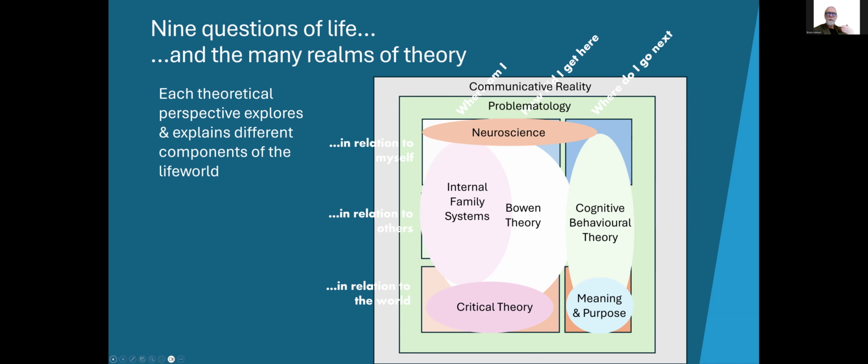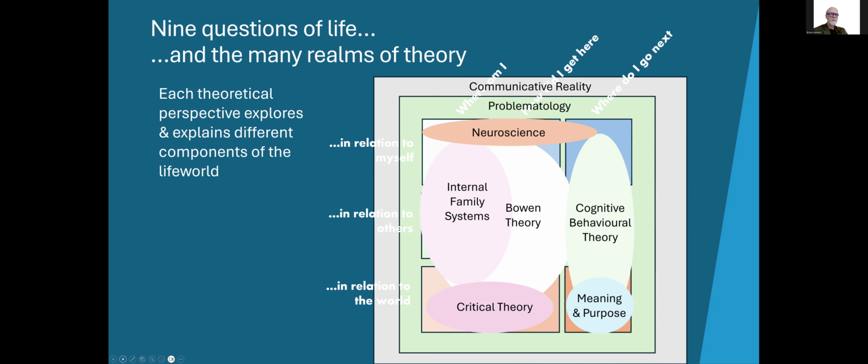So I ask 9 questions, but I have a lot of theories that I then need to apply. So I'm going to next walk through these theoretical perspectives, trying to look at them one at a time and give a little sense of why I think they're important and what they allow me to do when it comes to working with my clients in therapy.